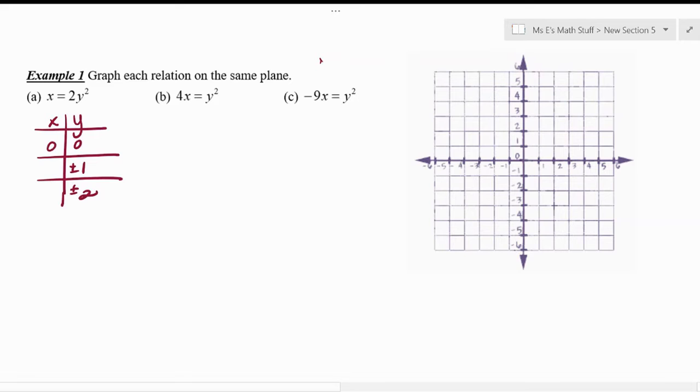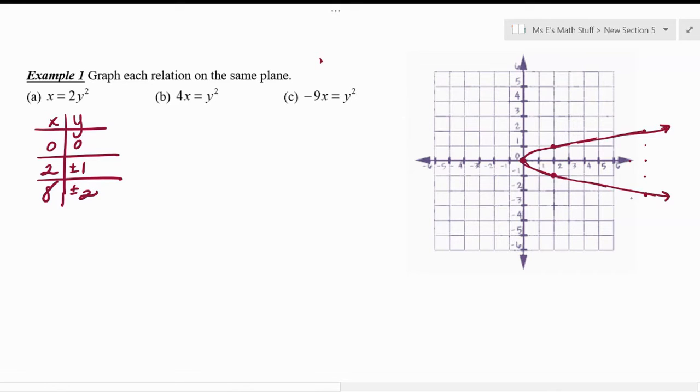So 0, 0 would stay 0, 0. Square plus or minus 1, you get 1, and then double it, you get 2. So that would turn into those points right there. And then square plus or minus 2, you get 4, and then double it, you get 8. And so that would turn into, let's see. Okay, here we go. And then try to fill it in there.